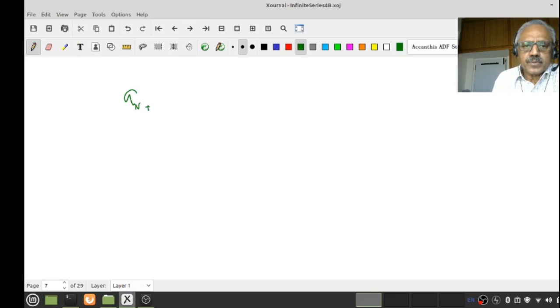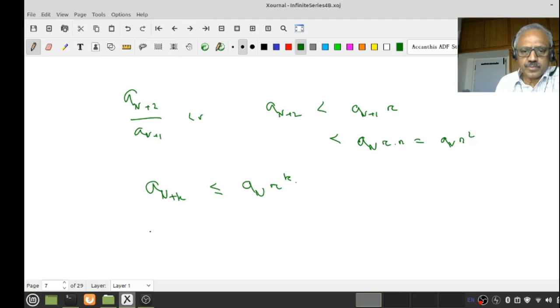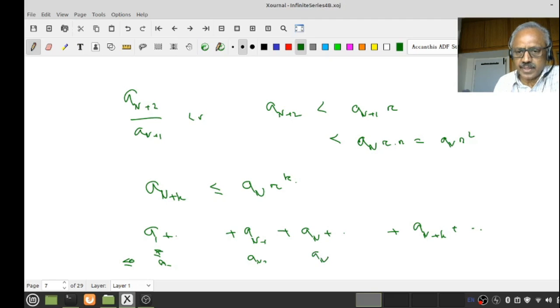And a_(N+2) by a_(N+1) is less than r. Therefore a_(N+2) is less than a_(N+1) times r. But a_(N+1) is less than a_N times r, therefore a_N r squared. Therefore a_(N+k) is less than a_N times r to the power k. Therefore let us look at the series a_1 plus up to a_(N-1) plus a_N plus a_(N+k), etc. This is equal to a_1, this is equal to a_(N-1), this is equal to a_N, but after that it is a_N r plus a_N r to the power k, etc.